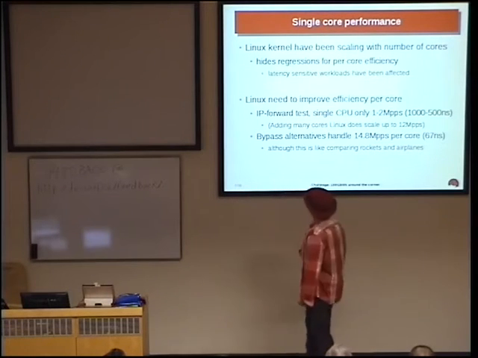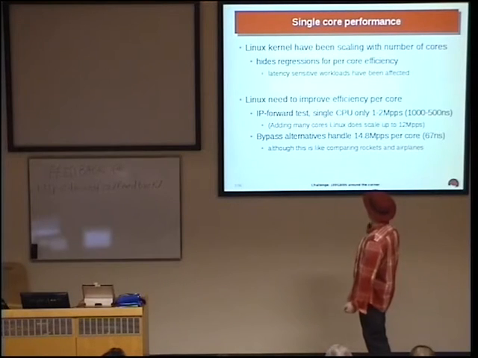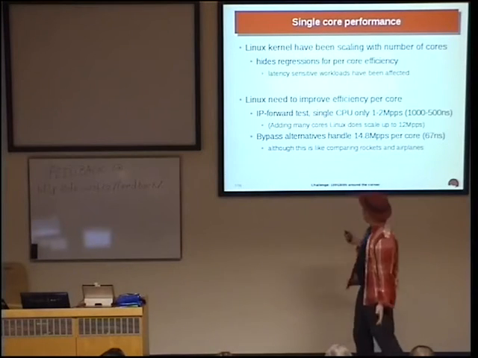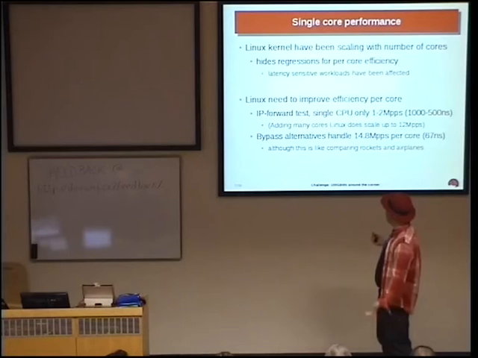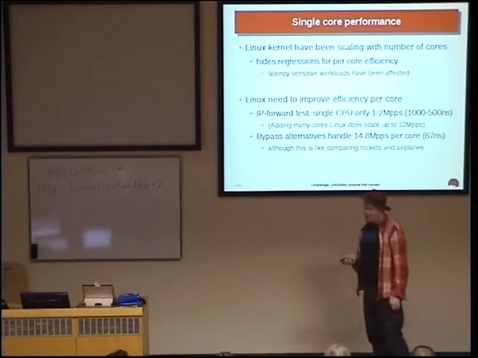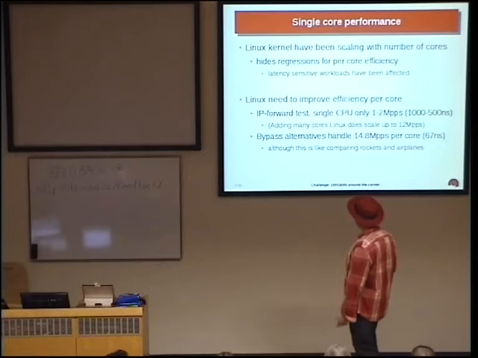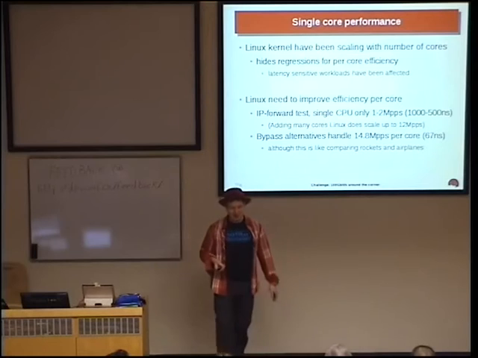For example, for IP forwarding, we're doing 1 to 2 million packets per second for forwarding IPv4 packets. The kernel does scale up. It scales up to 12 million packets per second if you have enough CPUs. But I have a little hard time with this, because the bypass solutions say, okay, they can do it with one CPU. I want to do better.